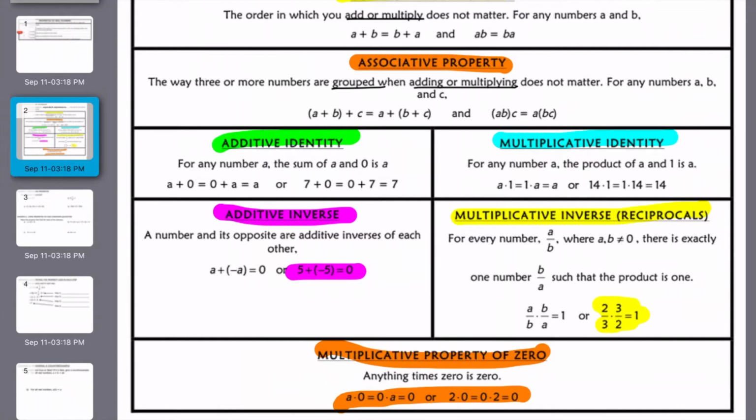So let's go through and try to identify some properties. I'm not going to identify everything because I want you to be able to do that as well, but I'm just going to go through a couple.